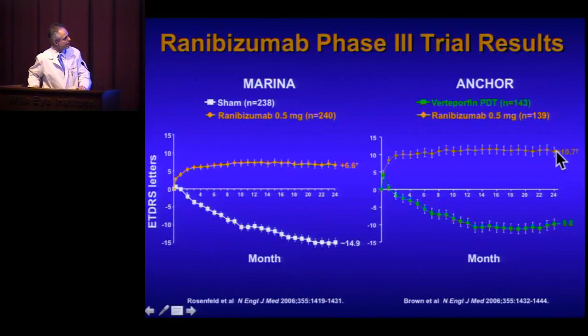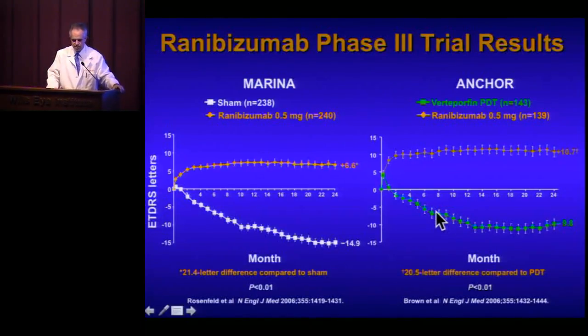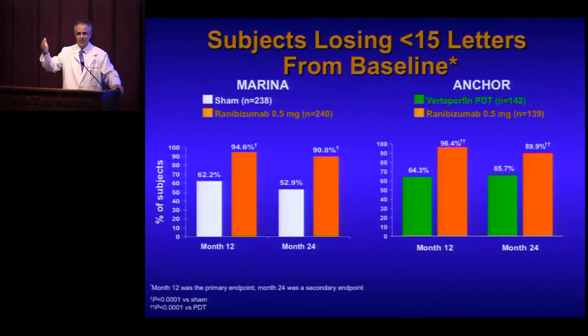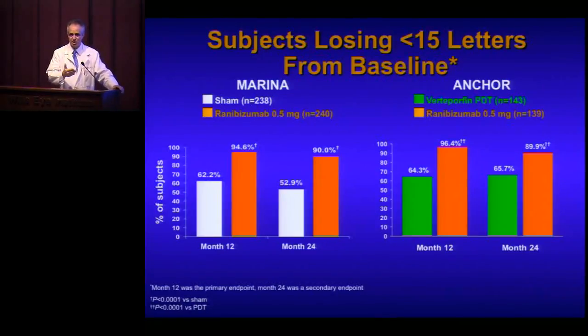Look at the difference between 2 lines of improvement with monthly Lucentis versus 2 lines of worsening with photodynamic therapy. That's photodynamic therapy. That's what we were doing. And so this was very exciting, highly statistically significant, and for the first time we were improving vision. In this study, the primary endpoint was the proportion of patients losing less than 3 lines, because it was almost a given or expected that even with an intervention, patients were going to lose vision.